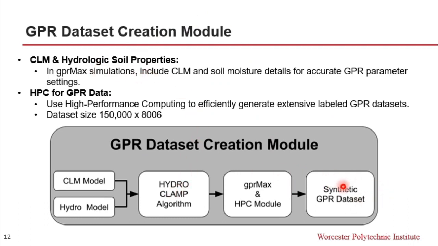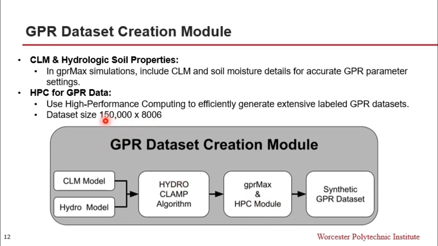To create our synthetic GPR dataset, we combined a common land model and a hydraulic soil model and used them in our proposed HydroCamp algorithm. This is a Python programming algorithm which considers the conditions based on these two models and generates the 6 labels that we need to create our simulation in gprMax. Later we use HPC to create a large-scale synthetic dataset.